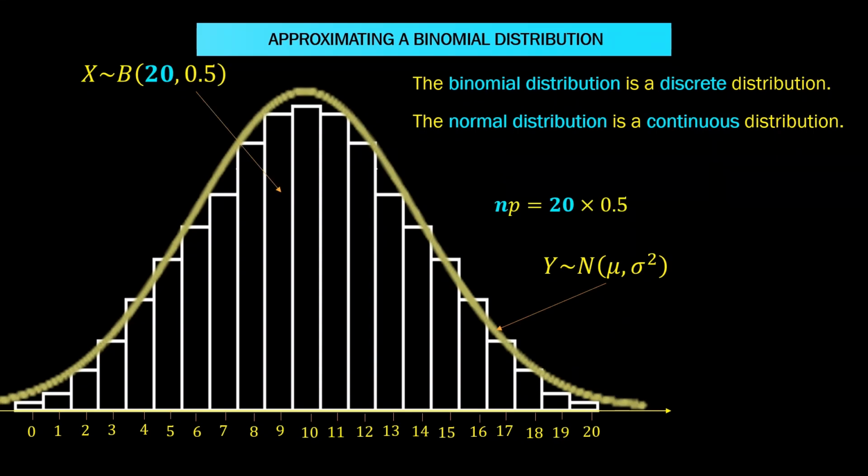We can find the mean for the normal distribution by plugging in the values of n and p. So we have n equals 20 times p equals 0.5 to give us 10. So the mean of the normal distribution is 10.